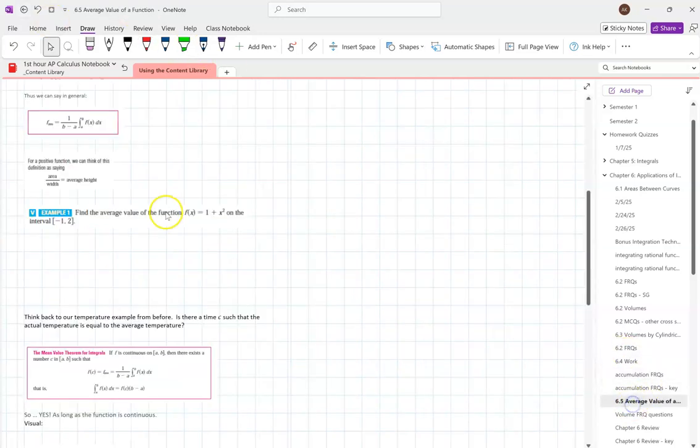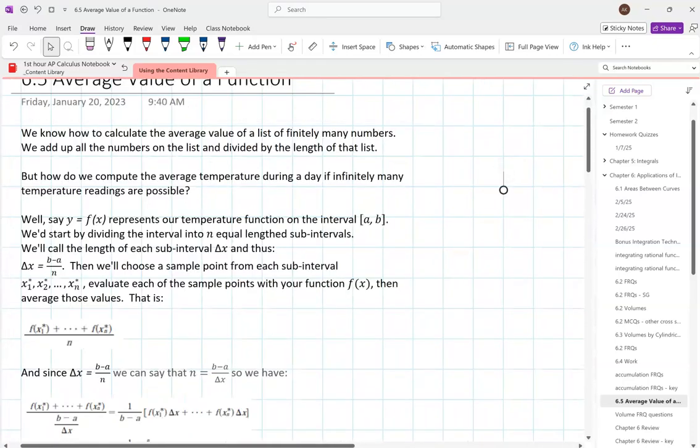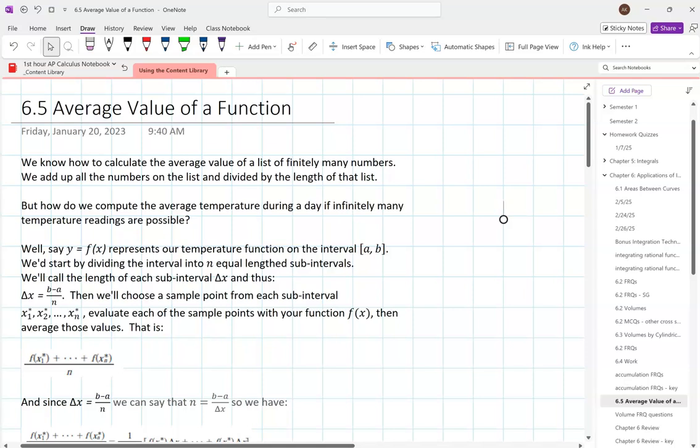All right, and then I have the last section in 6.5 is the concept of the average value of a function.